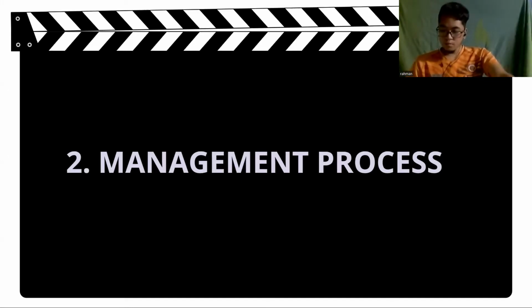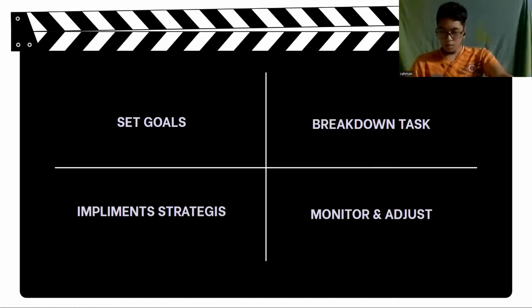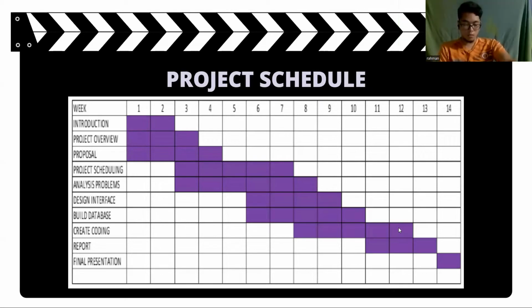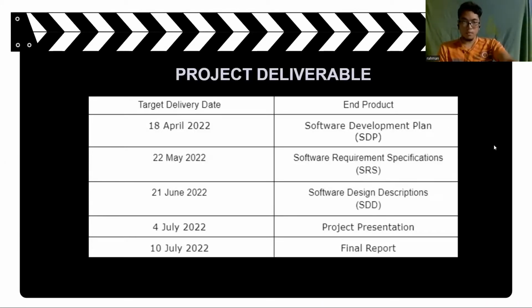Third, we implement the strategies where we monitor our progress. We likely run into barriers or problems, which force us to create problem solving, and also we're doing some trials. Next. This is our project schedule, which takes 14 weeks to finish from introduction to the final presentations. Next. This is our project delivery. Here we can see target delivery date and end of product.